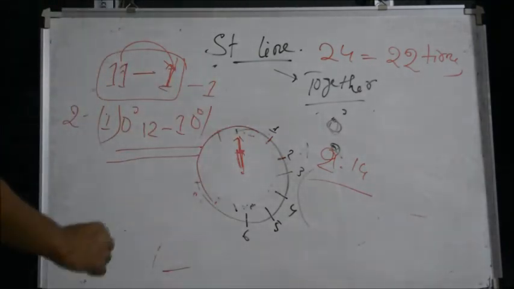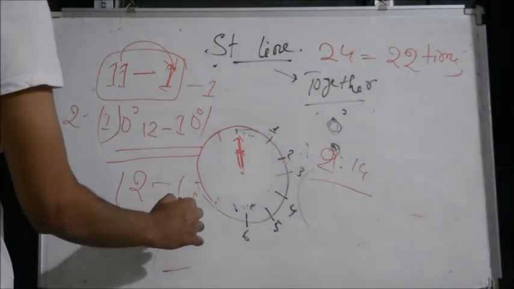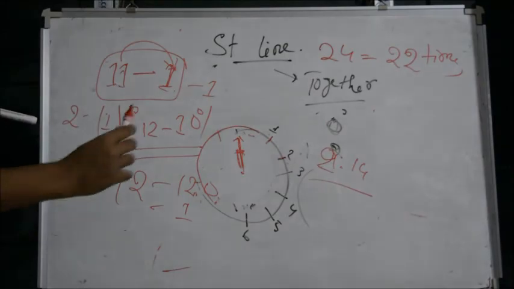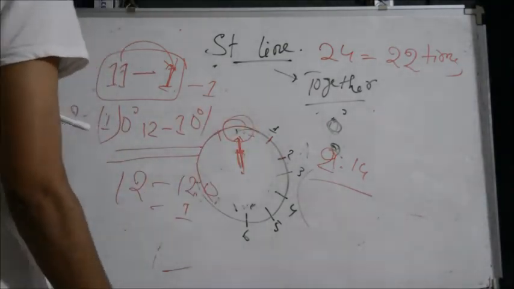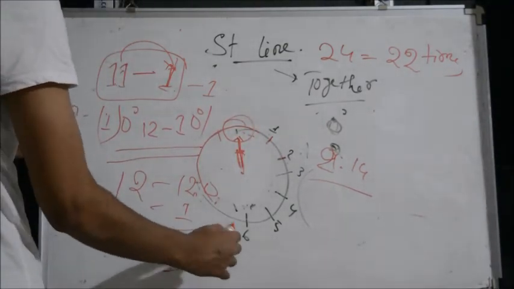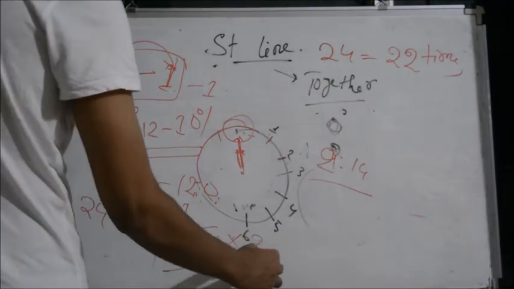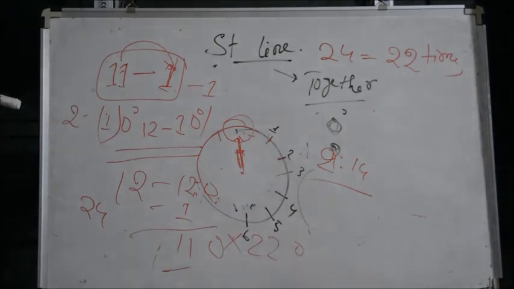So, likewise, you can say in 12 hours, we will have 12 0 degree angles minus 1, because between 11 to 1, we have one exception case. So, it will be 11 0 degree angles. Also, for 24 hours, it will be 22 0 degree angles. Fine.